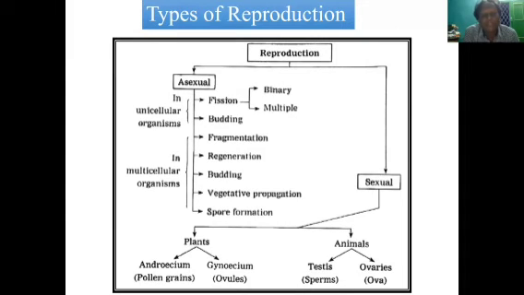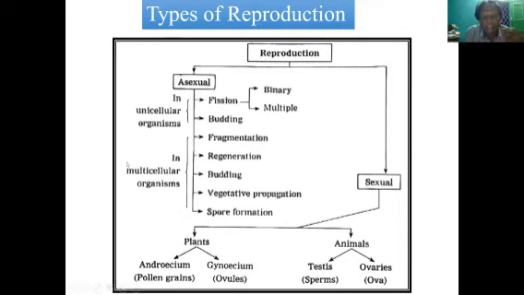What are the different types of reproduction we see in living organisms? Broadly, they are classified into asexual and sexual. What is asexual reproduction? Asexual reproduction means only a single individual, a single organism, is involved, and it is commonly observed in unicellular organisms. What is a unicellular organism? Unicellular organisms have a single nucleus, and a single cell is involved.